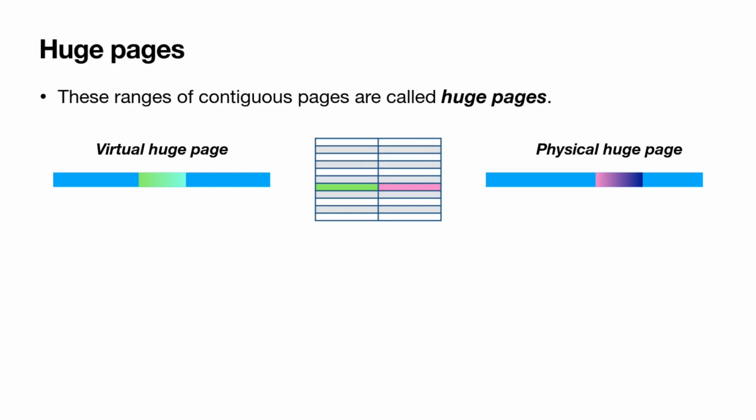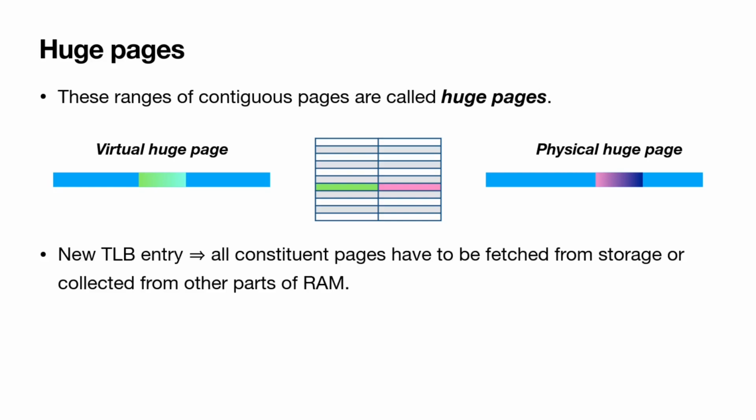These ranges of contiguous pages are called huge pages, and we distinguish them depending on whether they live in the virtual space or the physical space. In the first case, we call them virtual huge pages, and otherwise we call them physical huge pages. Of course, using huge pages comes at a cost. When a new entry is inserted into the TLB, we need to fetch all pages that constitute the physical huge page into RAM, or if they are already in RAM or scattered around, we need to reallocate them and place them together one next to the other.